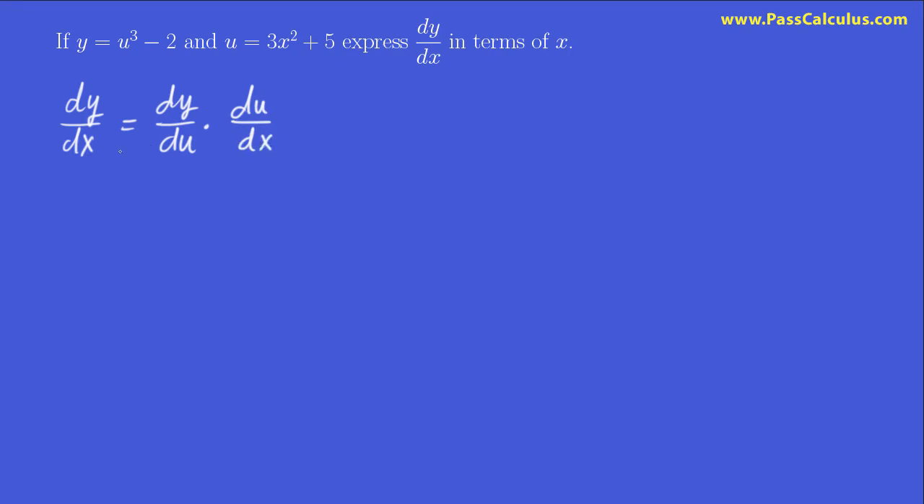And that formula is useful here because y is a function of u, so we can find dy/du. And then u is a function of x, so we can find du/dx. Let's carry that out. dy/du is simply 3u squared minus 0. I'll just write 3u squared and not bother with the 0. What's du/dx? Well, that's 6x plus 0, so I'll just write 6x. I can multiply those: 18u squared x.